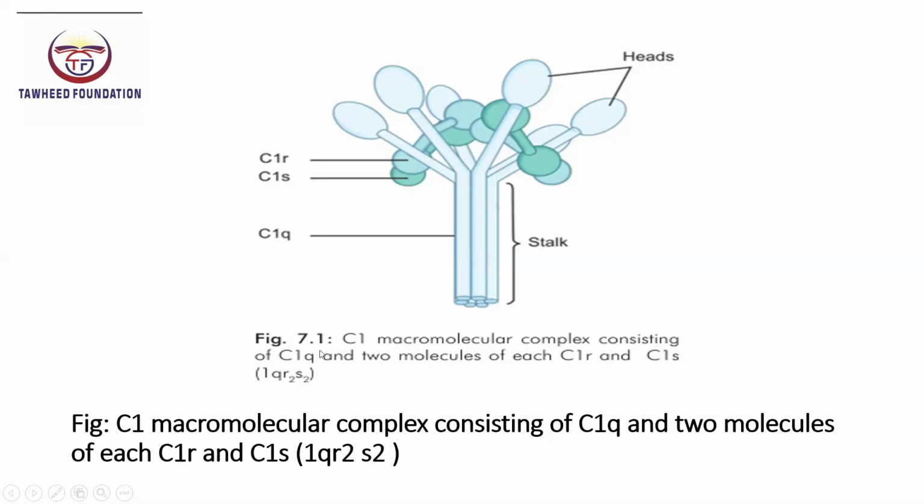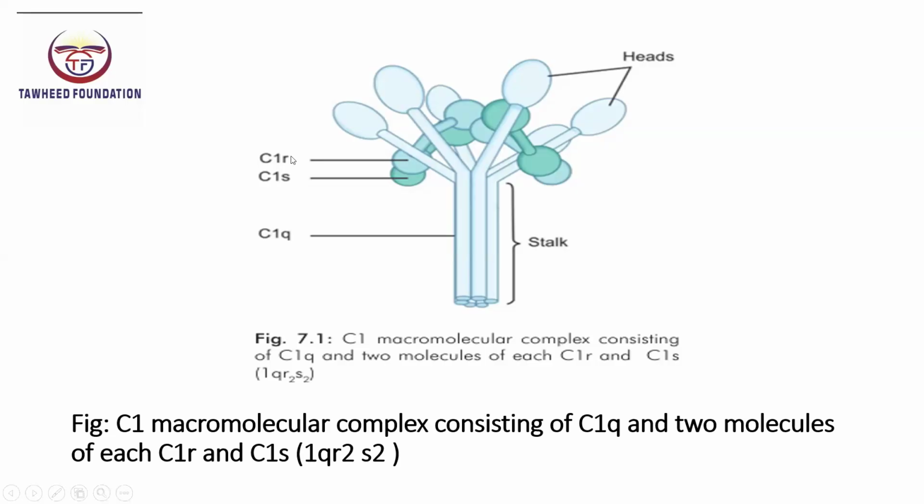This C1 complex is the first protein complex to act in the classical pathway of the complement system, which is a part of our immune defense against infection. It is made up of three main subunits: one C1q, two C1r, and two C1s. Together, this arrangement is often written as C1qr2s2.